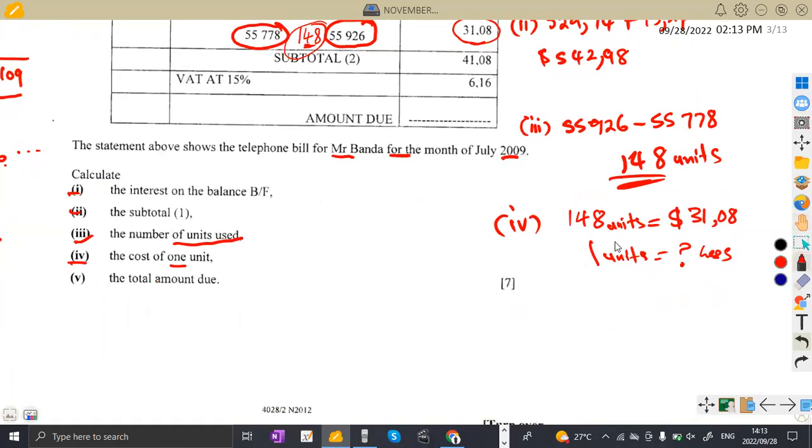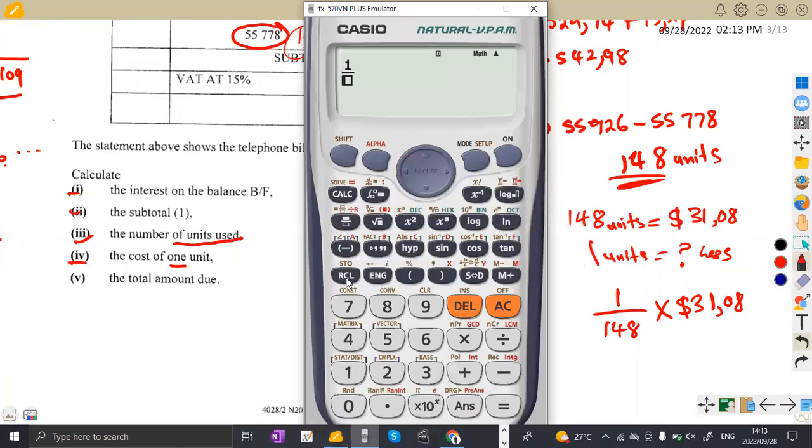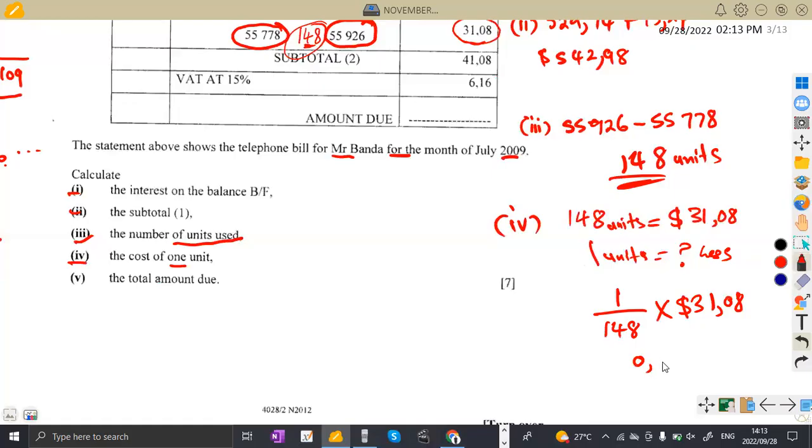You do not know what the unit is going to be equivalent to, but as you can see, definitely it is going to be less. So for us to find the amount of this unit, it is going to be 1 over 148 times $31.08. Okay, so if we multiply together, we are going to obtain, let's see here, 1 over 148, whatever you get here, you multiply by 31.08. And that's something like 0.21. So this is direct, $0.21. So that was the cost. Each unit was costing $0.21.